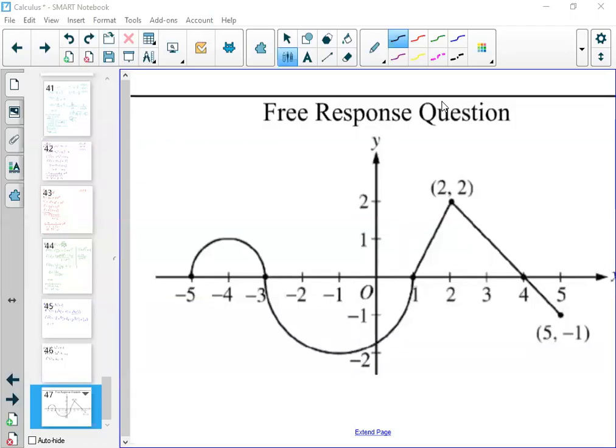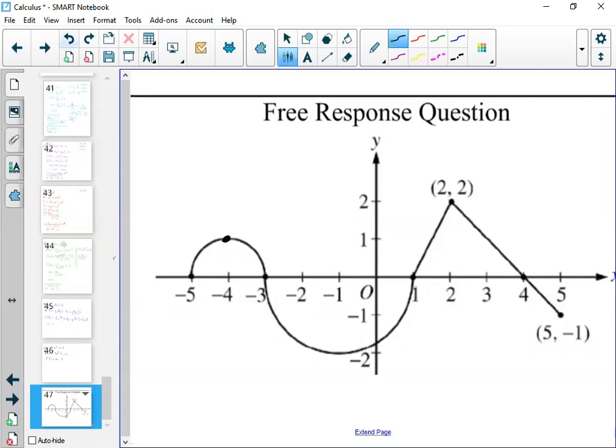Okay, so today I wanted to go over the solution to your free response problem. Part A asks for the relative maximums. So I'm sure most of you just said, okay, relative maximum, I know what that is. There's one there, and there's one there.